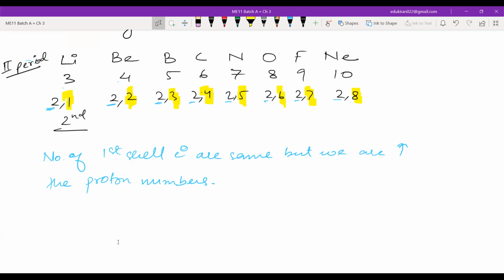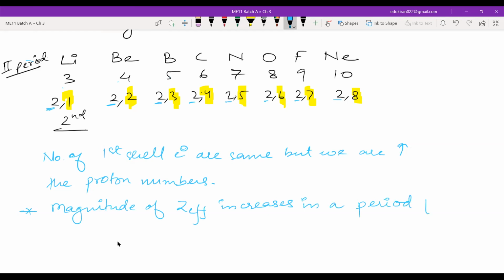So from left to right in the second period, what happens? As the proton numbers are increasing, but the number of electrons which are shielding are the same, there are only 2 electrons, but we are increasing the positive charge. Now, if we are increasing the positive charge, it can pull the electron. It can show its effect on the valence electron more. So what will happen? The magnitude of Z effective increases in a period from left to right.